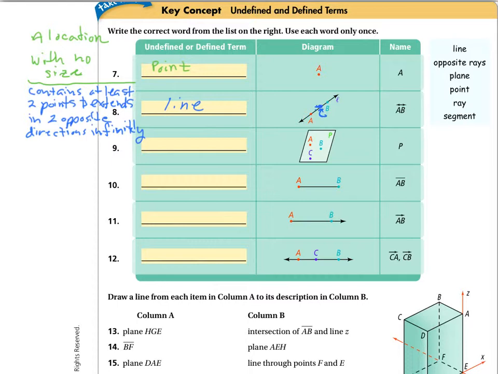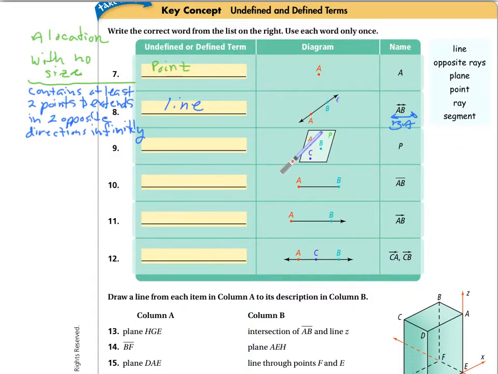So the order of how you name these doesn't matter. So you could also name this right here BA with a line above that. Those mean the same thing. That's the same line. What else do you notice in this picture that we haven't talked about?